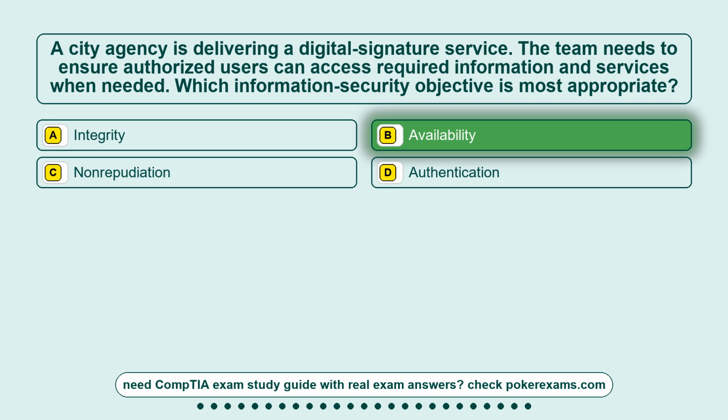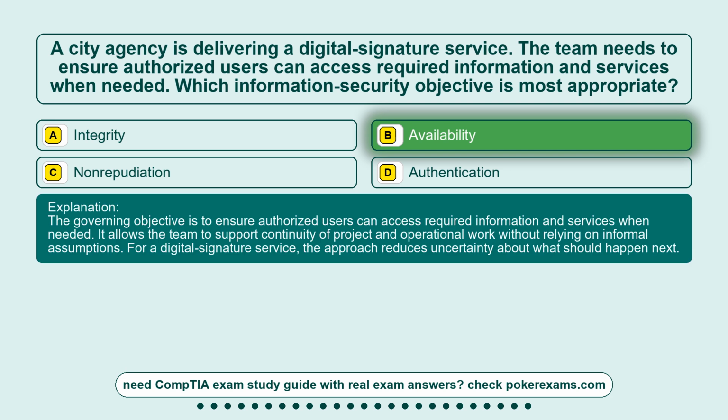The correct answer is option B, availability. The governing objective is to ensure authorized users can access required information and services when needed. It allows the team to support continuity of project and operational work without relying on informal assumptions. For a digital signature service, the approach reduces uncertainty about what should happen next.